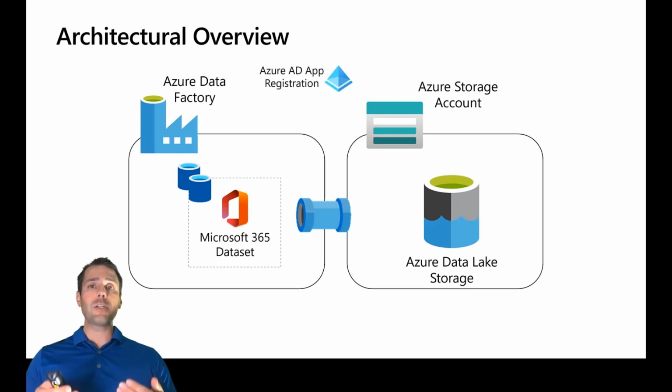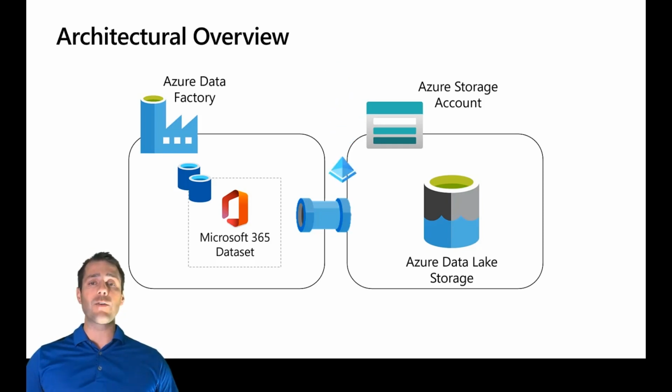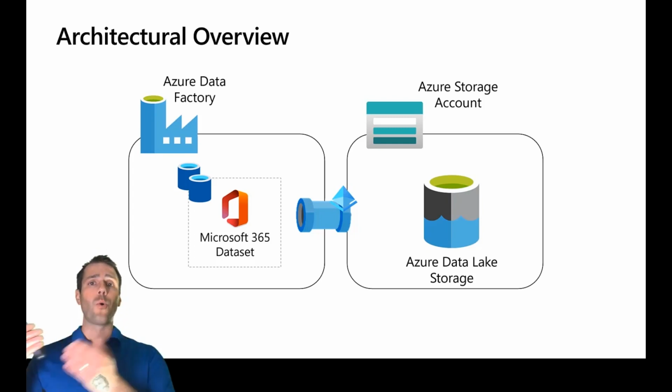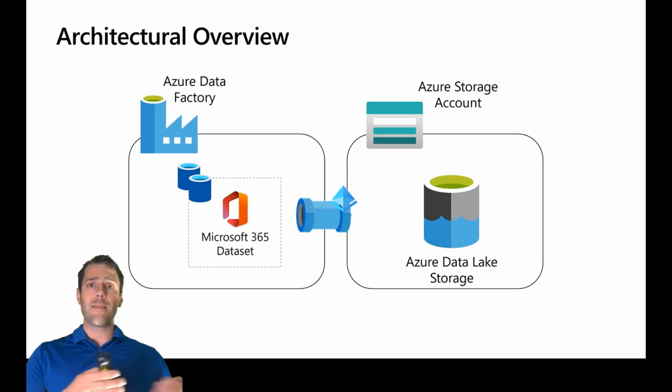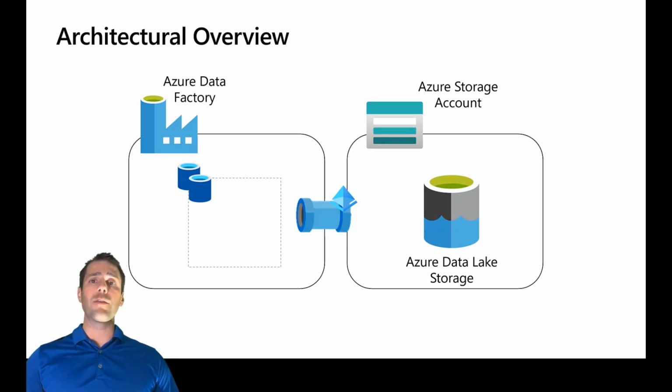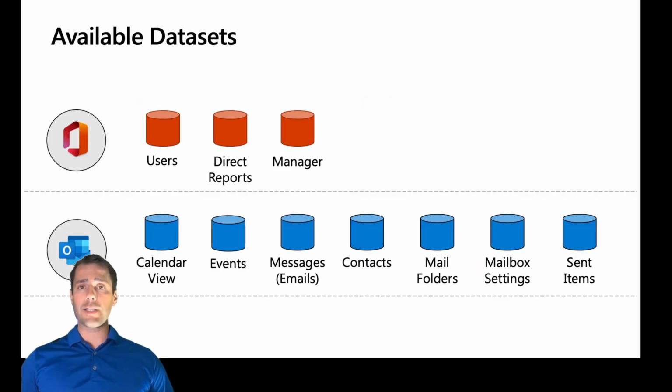And then you also need to define an Azure AD app registration, which you're going to use to authenticate when you're doing the export. So when the pipeline runs, we're going to impersonate, if you want, we're going to authenticate using the app registration service principal in order to be able to store the exported data. The pipeline is going to run, the data set is going to be exported and stored in the Azure storage account. Now, as far as available data sets, we currently support 11 data sets.